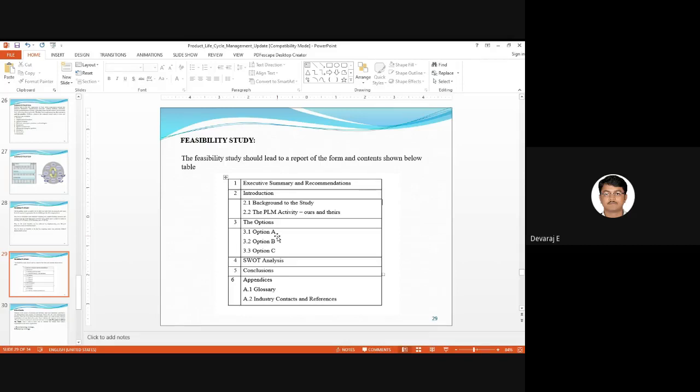Okay, so next is the appendix. In the appendix, we have the glossary, industrial context and references. This industrial context and reference is nothing but, for example, buying the raw materials, supplying the raw materials, and from where you are taking the plan or the design. So everything you can mention in the appendix.